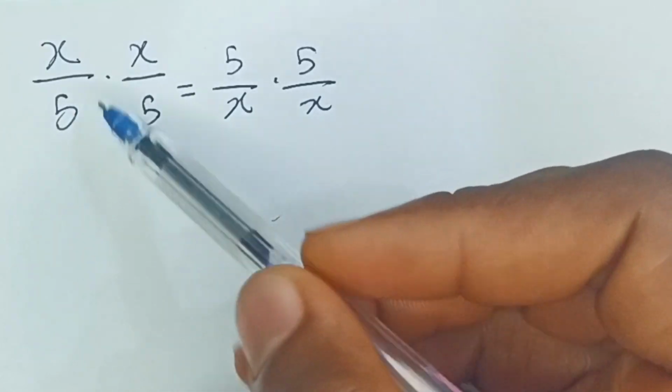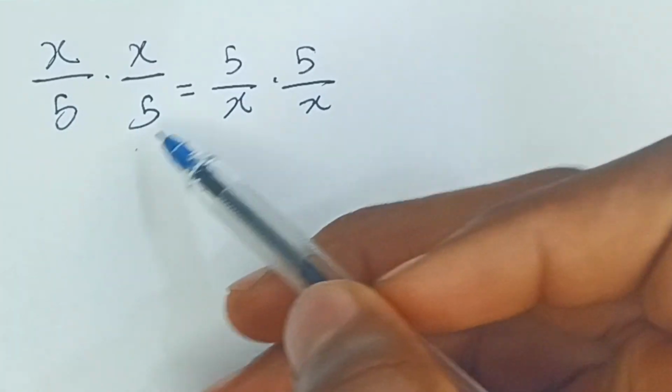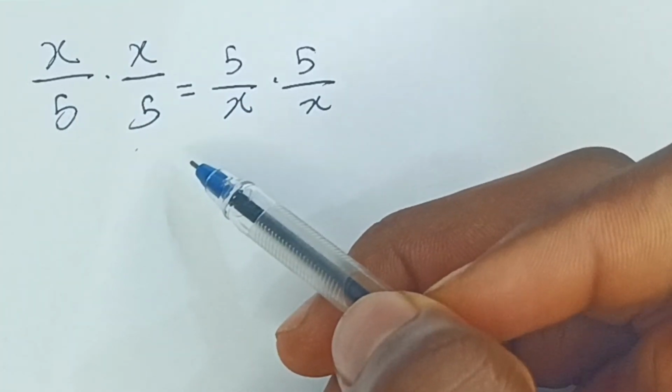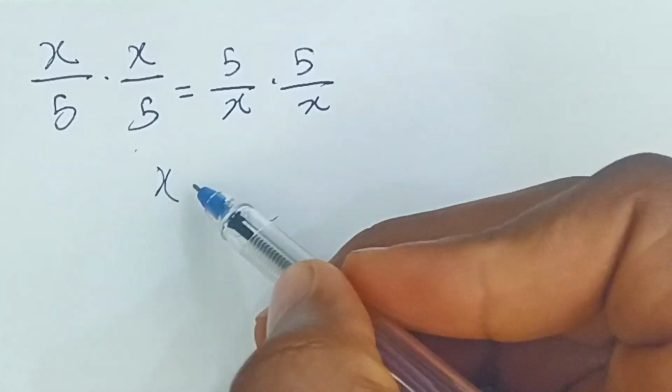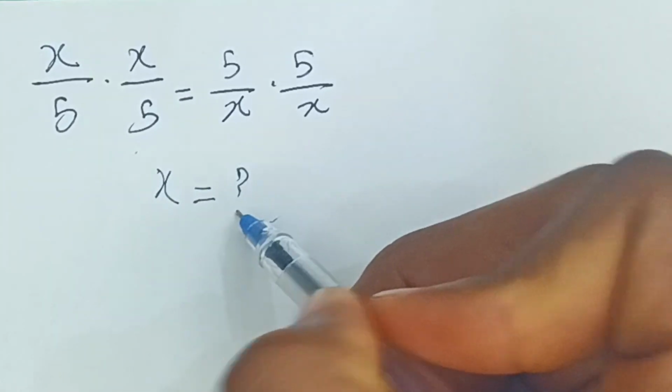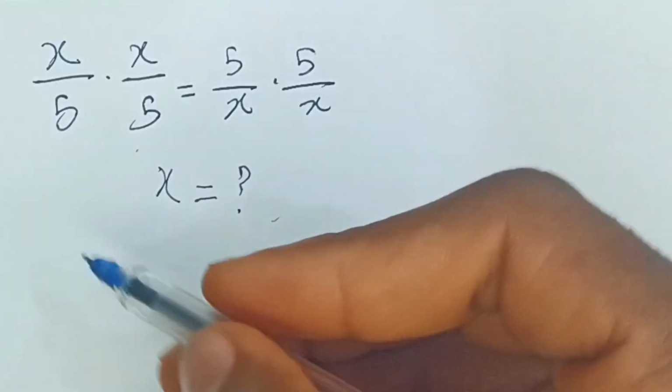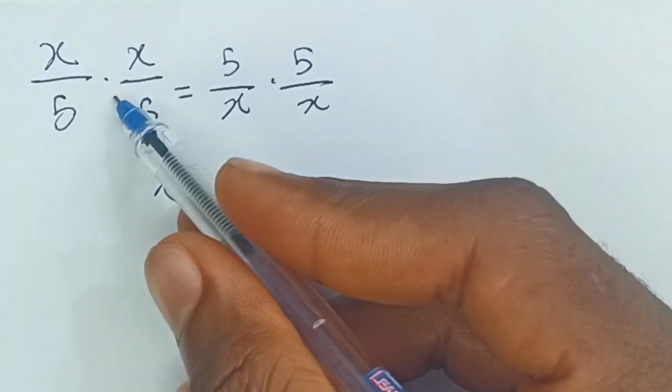Alright, let's solve this together. It says x over 5 dot x over 5 is equal to 5 over x dot 5 over x. We're required to solve the value of x. Now, first things first, when you see dots, it means multiply.